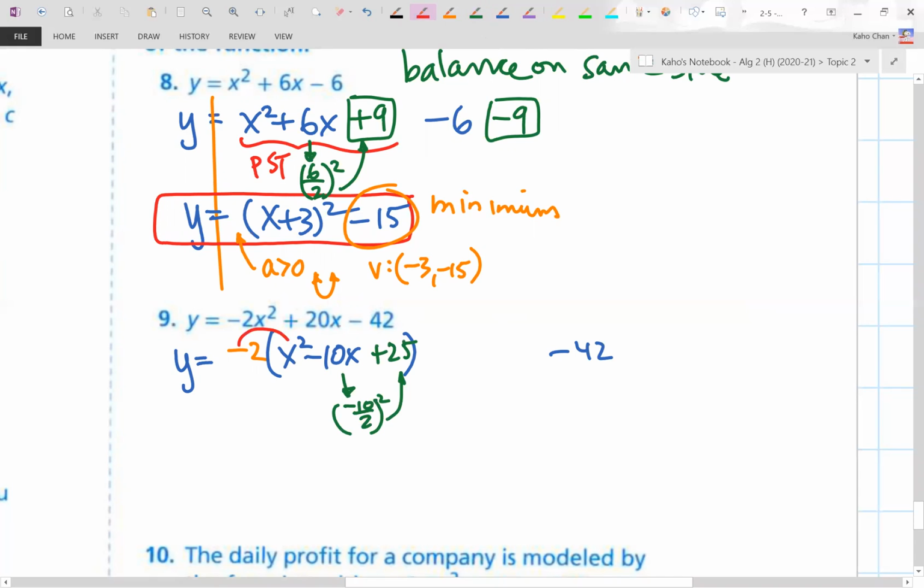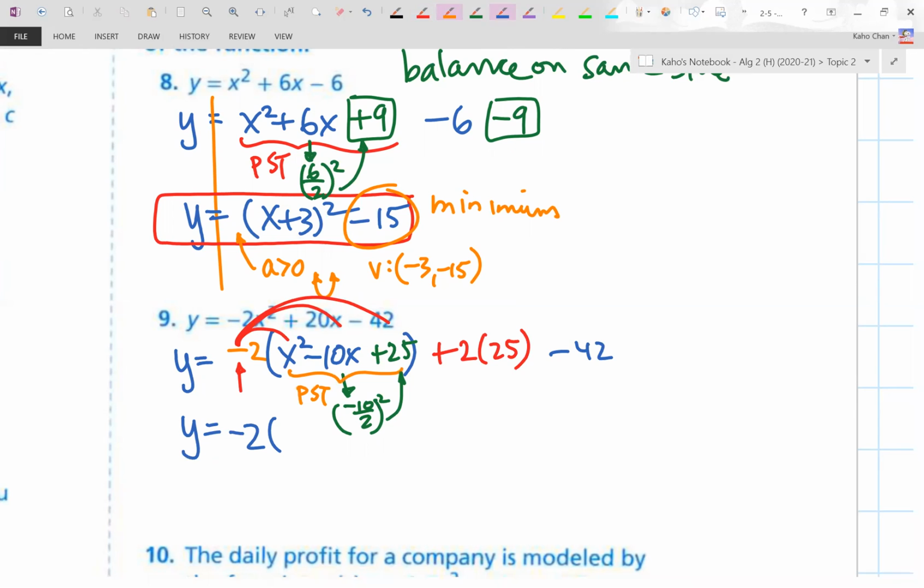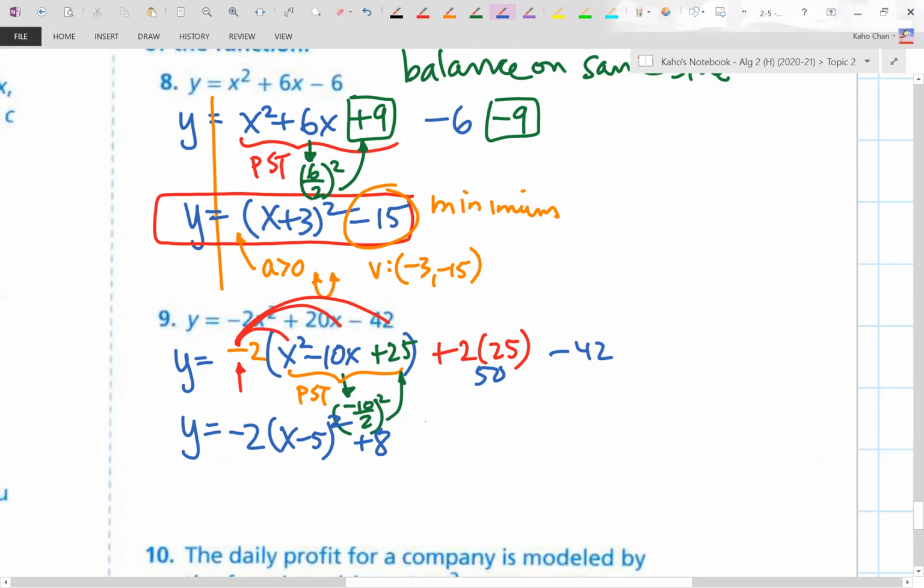How do I balance this -2 from the outside? I got to balance it by adding 2 times 25, because there's a minus sign right there. Makes sense? Balance it on the same side. This gives me y equals -2 times that PST right there. That PST is x minus 5 times itself, or x minus 5 squared. And over here, I got 50 minus 42 is 8. Yay! There's my final answer. Y equals -2 times x minus 5 quantity squared plus 8.